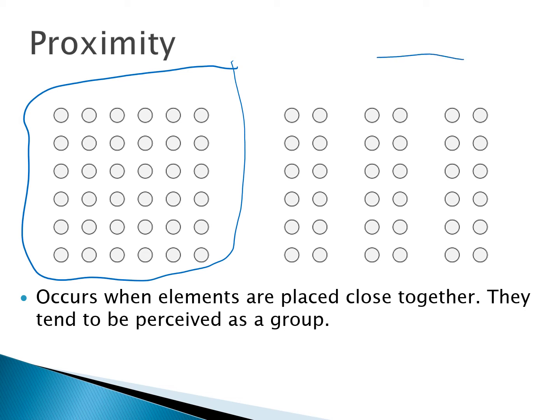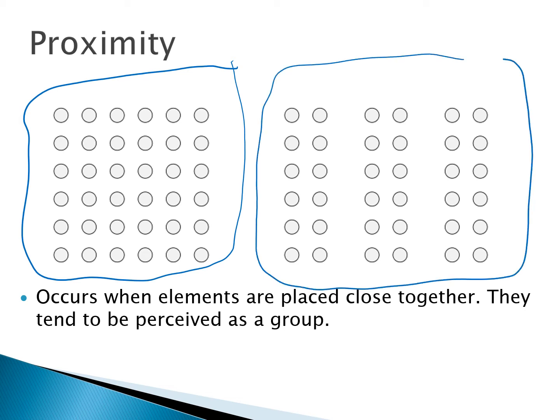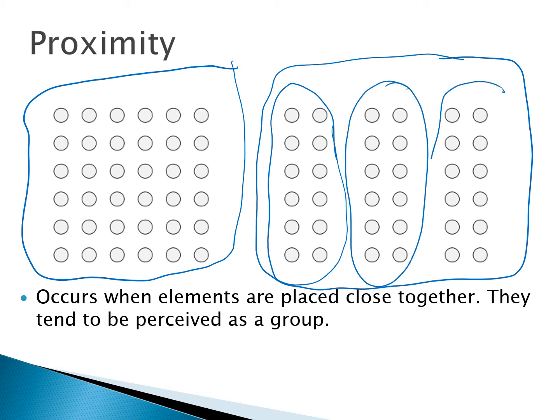Now look at these over here. What do you see? Most people would say, I see three rectangles, because we group like things close together. Once again, you have 36 white circles here, but because these 12 are close together, these 12 are close together, and these 12 are close together, we group them together.